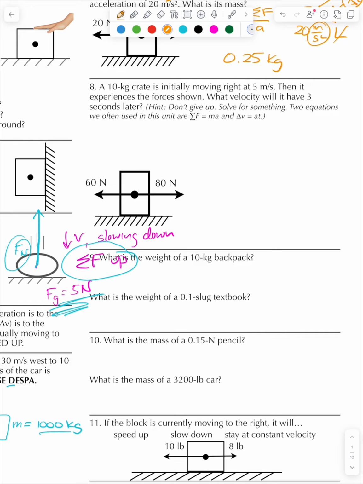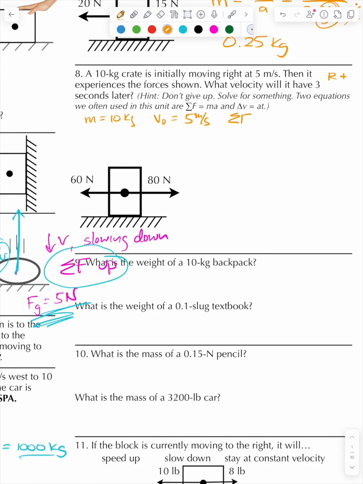And again, I'm just saying, hey, you're lost. Let's just solve for something. So let's write that down. We got a mass of 10 kg. We got an initial velocity of 5 meters per second to the right. I'll just go ahead and say right is positive, okay? Then it experienced the forces shown. And let's just go ahead and say what the net force is. We can get the net force not just by using net force equals ma, but from diagrams. So the net force is 20 newtons to the right, which we already identified as being positive. So we'll just do positive.